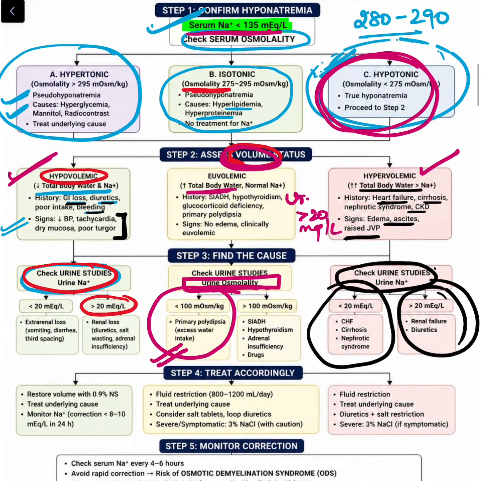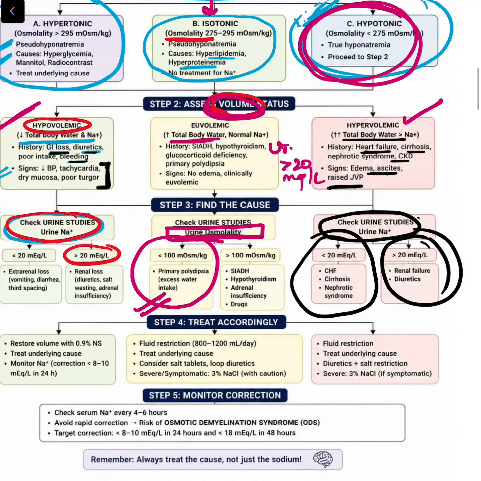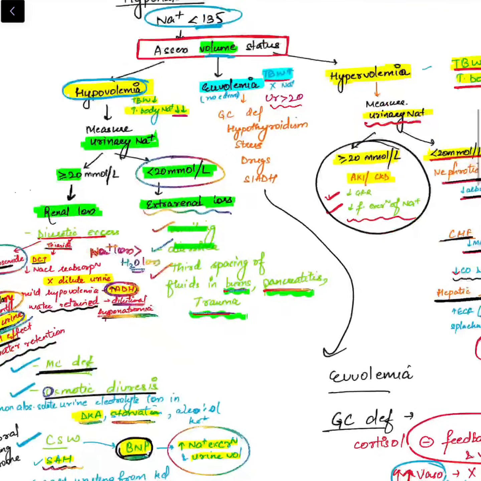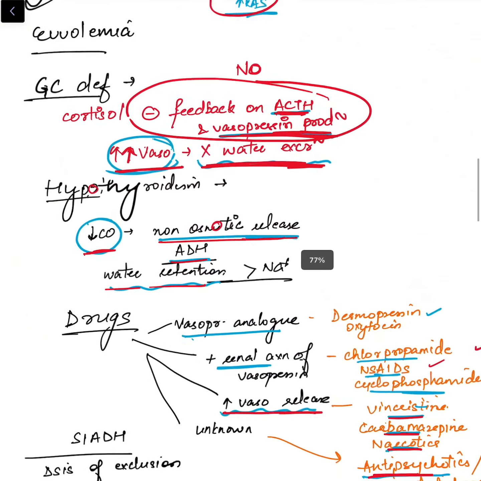In that case, you will check the serum osmolality and the urine osmolality. If urine osmolality is less, that means the dilution is occurring normally, that is primary polydipsia, excess water intake, which can be due to any psychological disorder. If urine osmolality is more, the causes can be SIADH, hypothyroidism, adrenal insufficiency, drugs. Let's discuss them one by one.